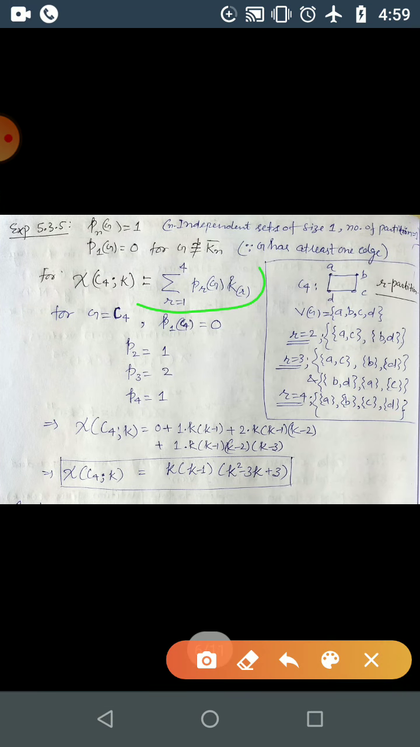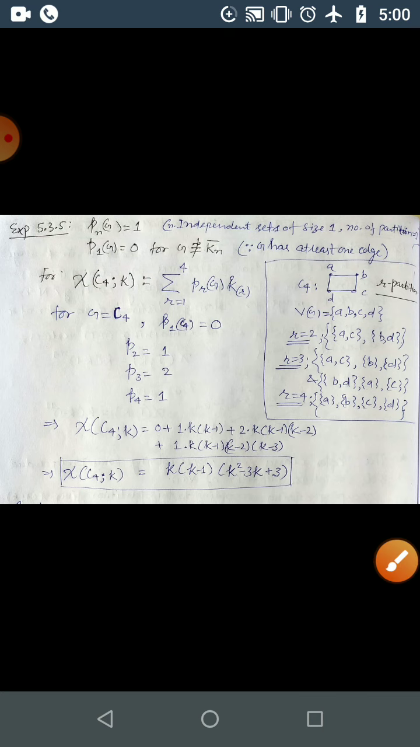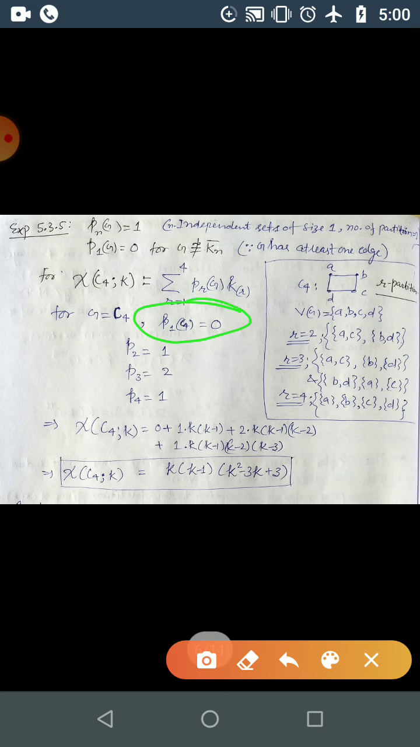So here r is running from 1 to r, so we need p1, p2, p3, p4, correct? So here p1 will be 0 because this has at least one edge, so you can't partition all the vertices in just one set, so that is not possible, correct? Because it has at least one edge.